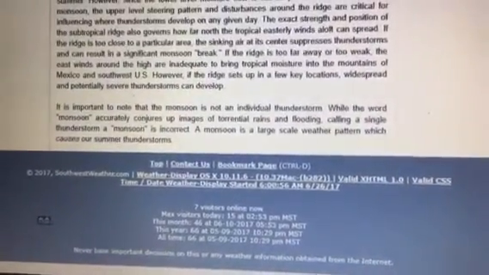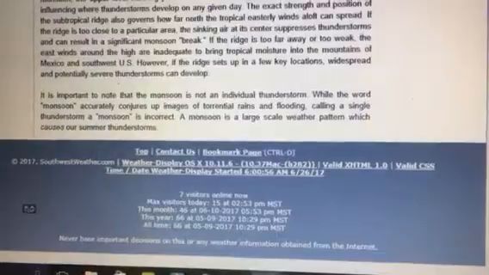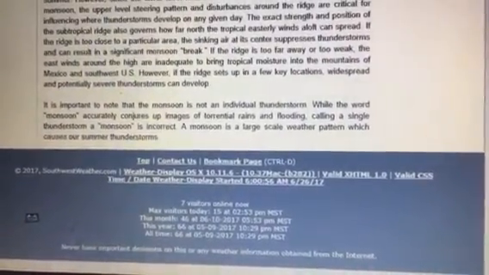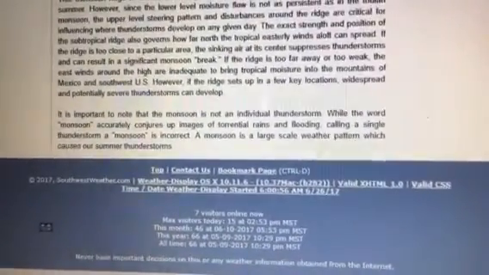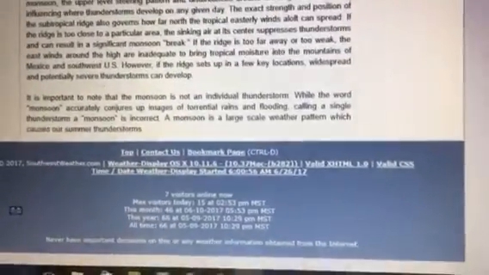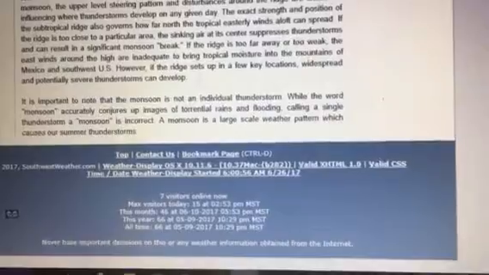It is important to note that the monsoon is not an individual thunderstorm. While the word monsoon accurately conjures up images of torrential rains and flooding, calling a single thunderstorm a monsoon is incorrect. A monsoon is a large-scale weather pattern which causes our summer thunderstorms, okay? So when you guys are telling me that a thunderstorm is not a monsoon, you are correct. But the monsoon season, or seasonal wind shift, causes monsoon thunderstorms, okay?